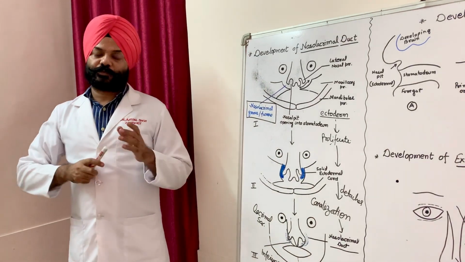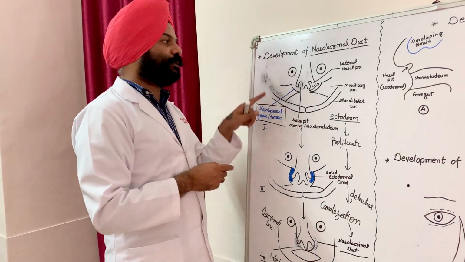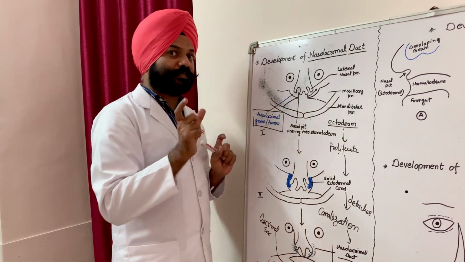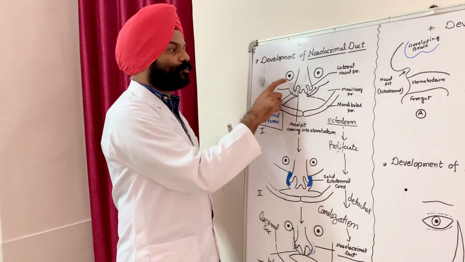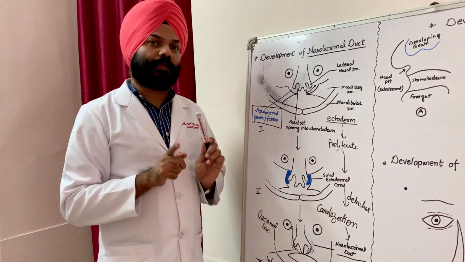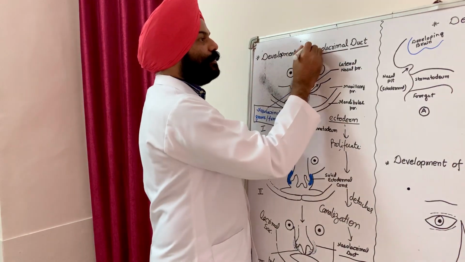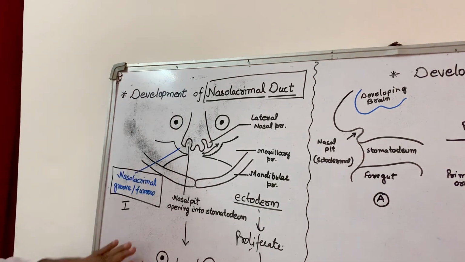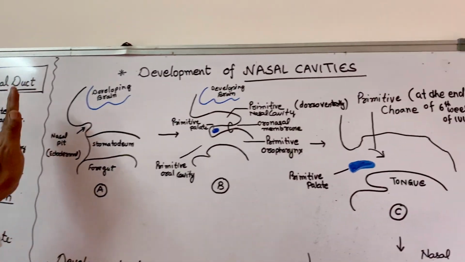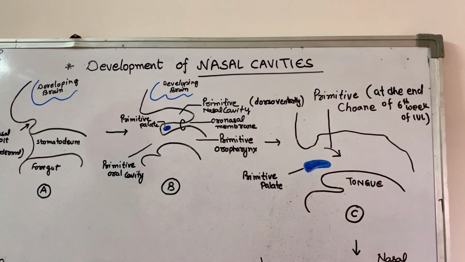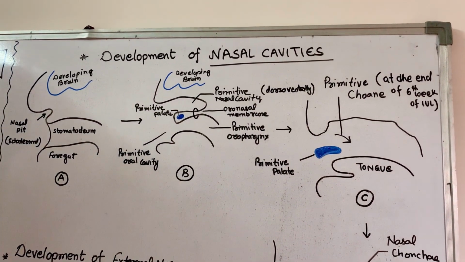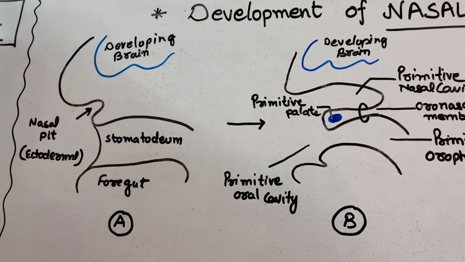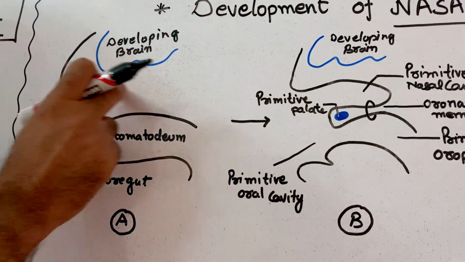Many times this question comes to our mind: whenever tears come into your eyes, how do they also drain out from your nose? That means there must be some connecting link between these two structures. This connecting link is the nasolacrimal duct. Now, after the formation of the nasolacrimal duct, I am taking the other topic, that is the development of the nasal cavities.